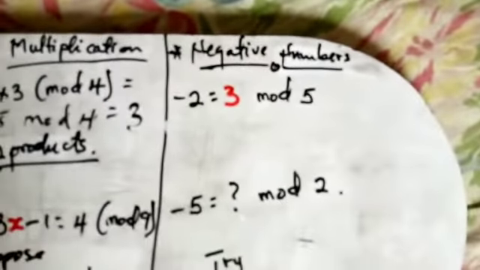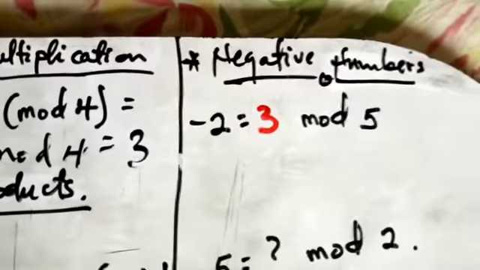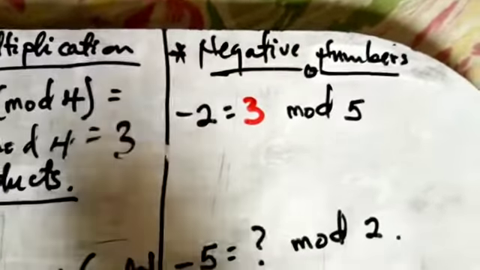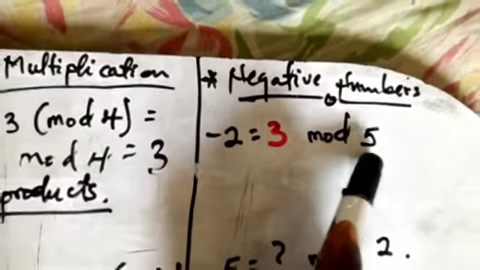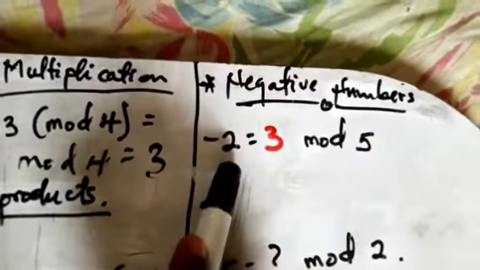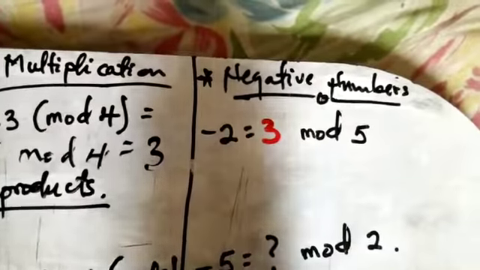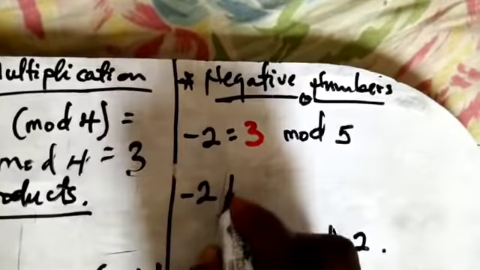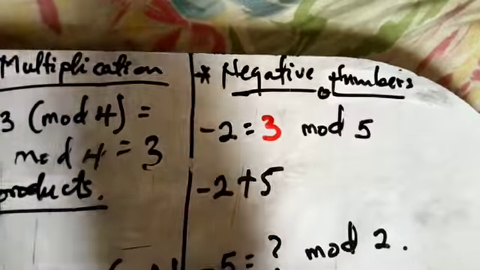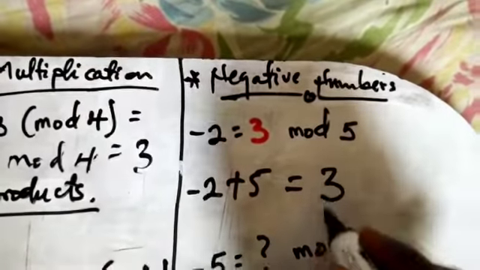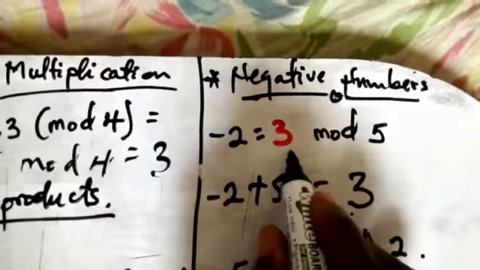That is why you need to understand the concept first, right? So there are rules in every society. The rule here is that when you're having a negative number, all that you have to do is add the modulo to that number. So what I mean is that here has to be minus 2 plus 5, which is equal to 3. Minus 2 plus 5 should give me 3. So that is the answer over there.